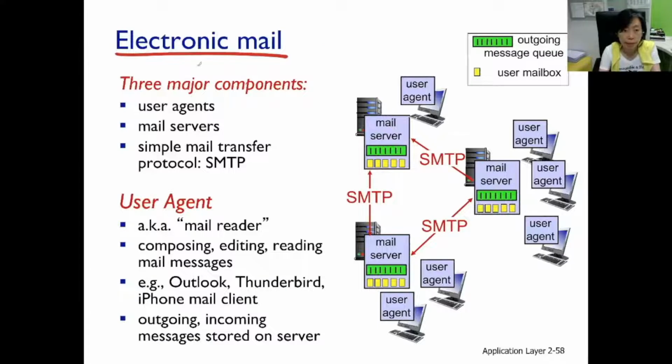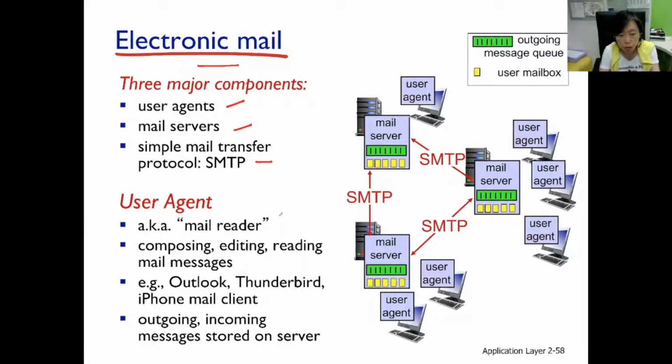The email application has three major components. First is the user agent. This is the software running on the machine closer to the users. And mail servers are the software running on more resourceful machines farther away from the users. And among these mail servers, it runs this protocol, SMTP, the Simple Mail Transfer Protocol. These we'll also talk a bit more about.